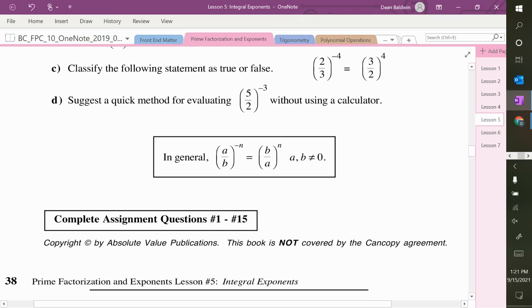That's this rule, which we're going to write on the board right now. A over B to the power of negative n is equal to B over A to the power of n. If you just flip the fraction, it makes the exponent positive. That's all you have to do. Flip the fraction, the exponent becomes positive.